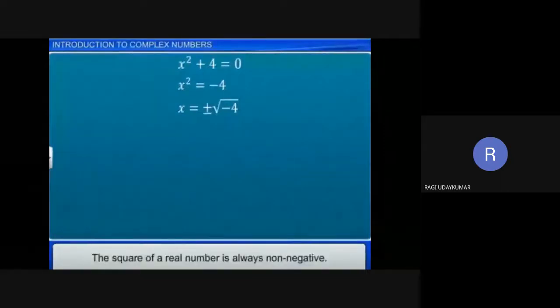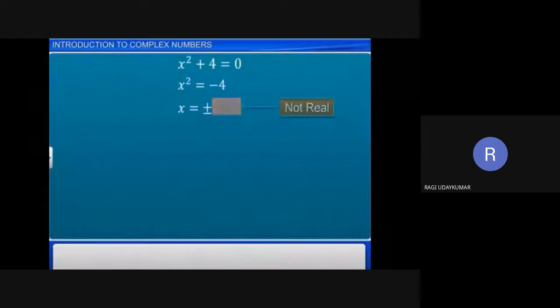Real number, whenever you take into consideration. So that number, the under root of minus 4, is not a real number. So real number.